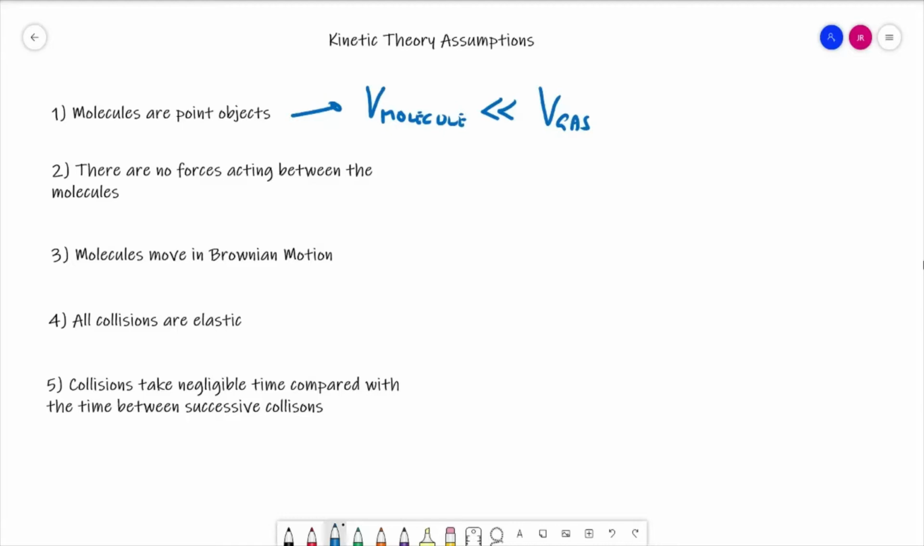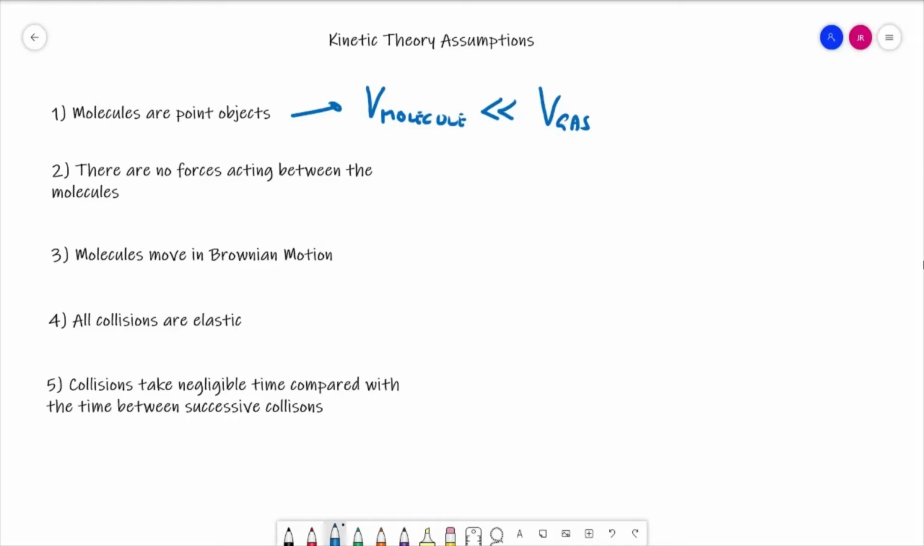Now, the second one, there are no forces acting between the molecules. Well, yes, okay, there might be a tiny little bit of gravitational attraction between them, but again, because their masses are so small, that can be negated. And of course, from an electrostatic point of view, molecules should, in theory, be neutral overall, so we're not going to get any attraction or repulsion there either.